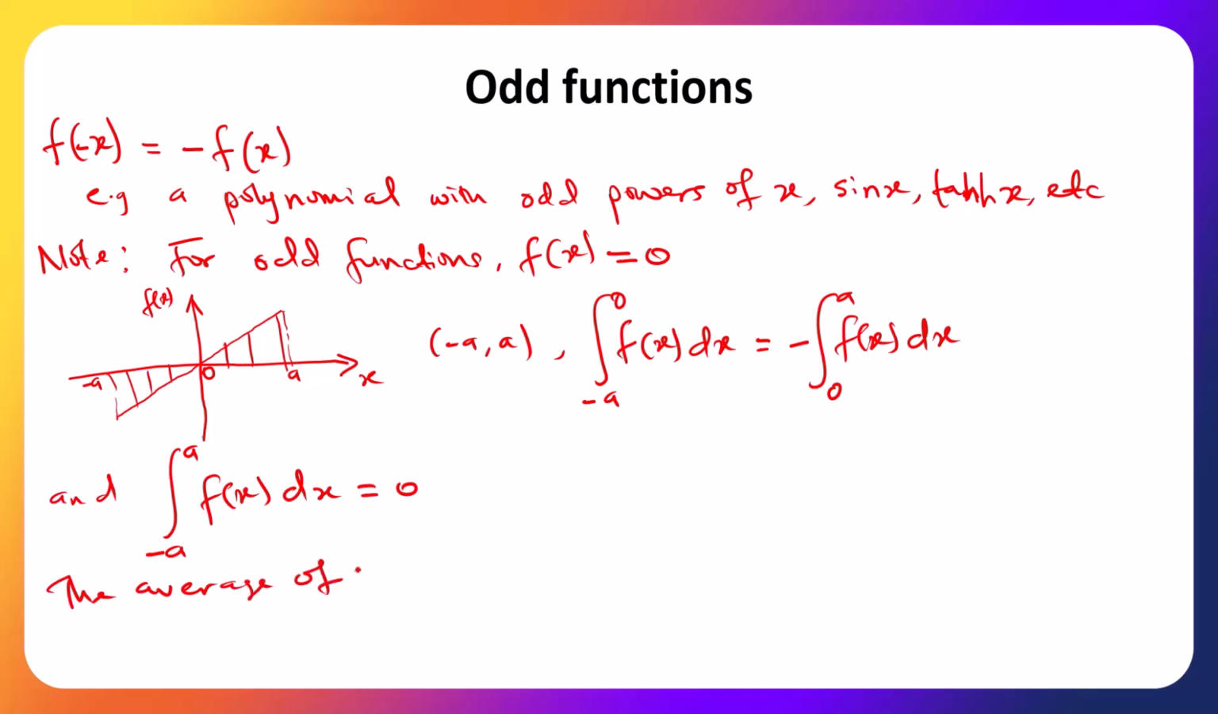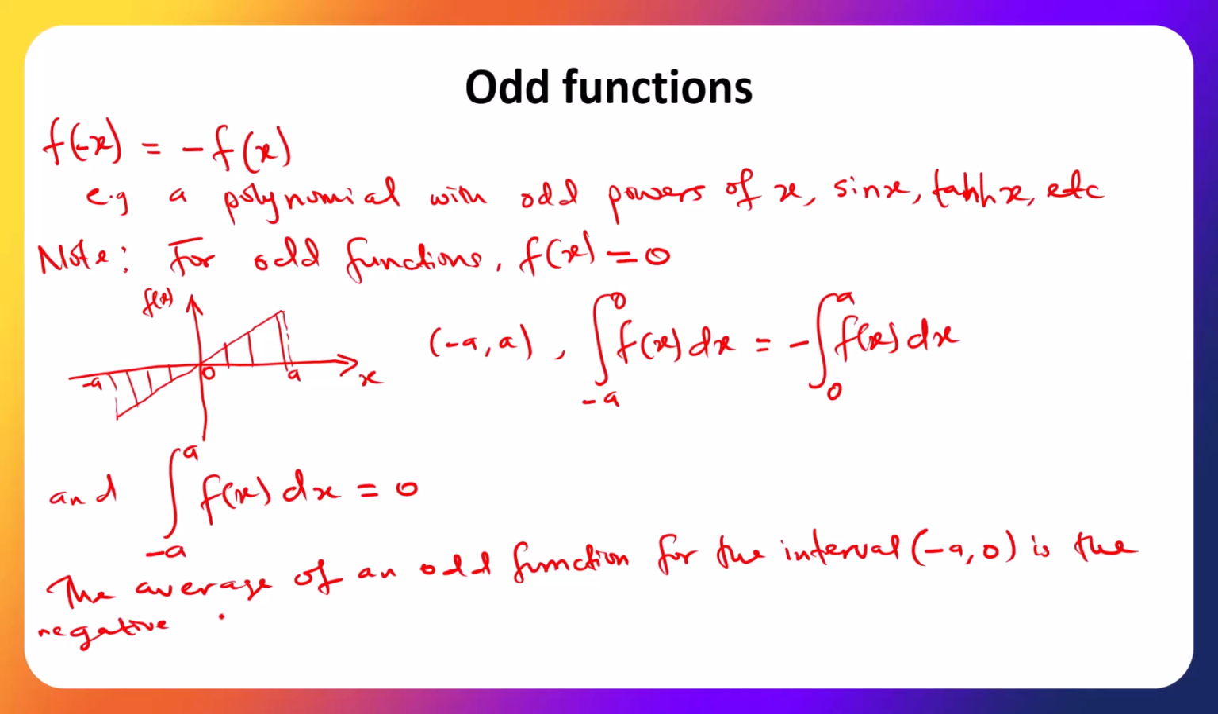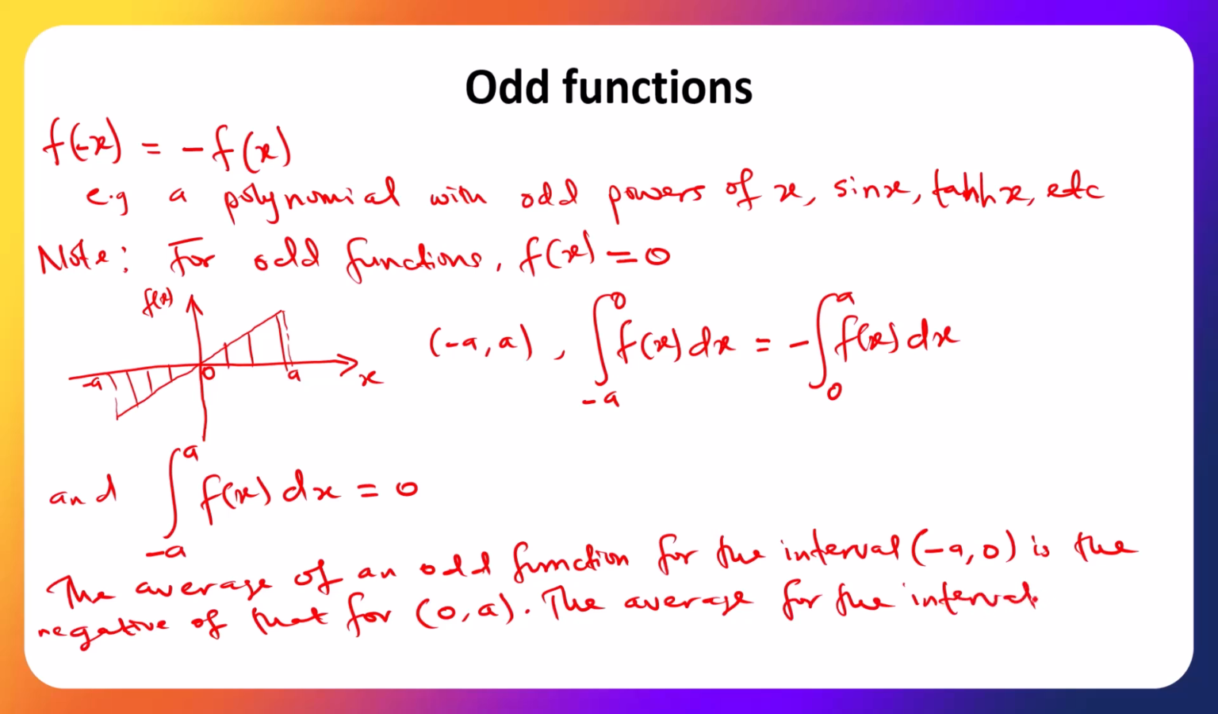the average of an odd function for the interval minus a comma 0 is the negative of that for 0 comma a, and the average for the interval that is minus a comma a is always 0.